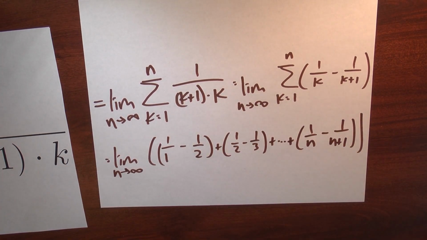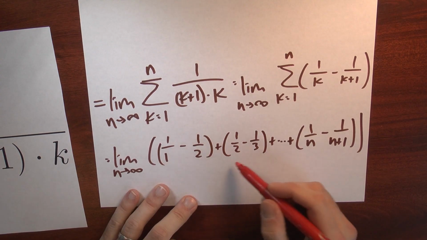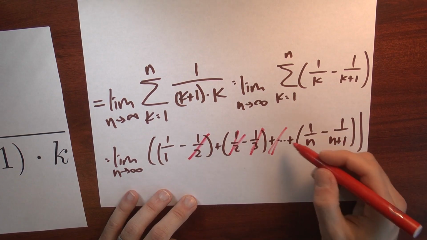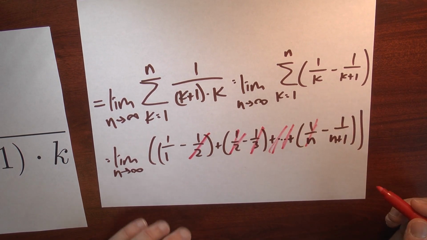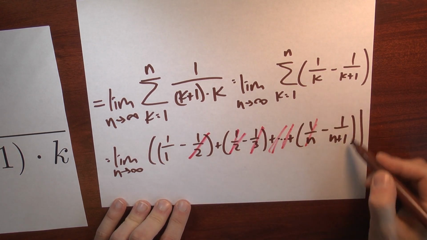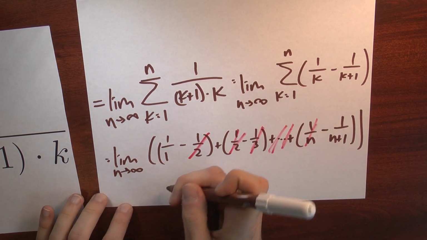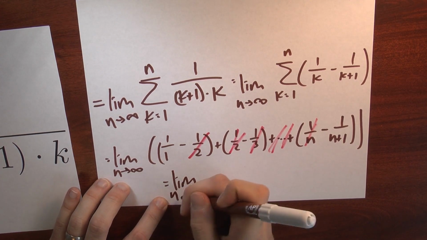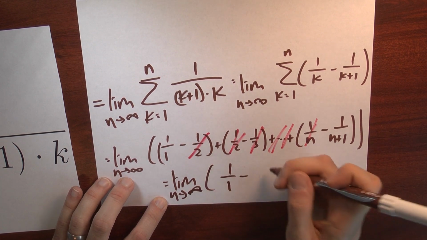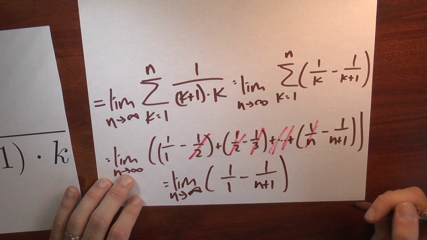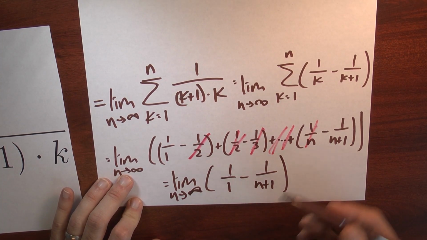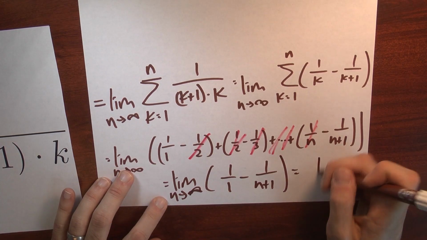But practically all of these terms die. This minus 1/2 is killed by this 1/2. This minus 1/3 is killed by something. Every single term here, there's a term in here which kills this 1 over n. The only thing that's left is this initial 1 over 1 and this final minus 1 over n plus 1. So this limit is just the limit as n goes to infinity of 1 over 1 minus 1 over n plus 1. But what is that limit? Well, this is 1 minus 1 over an enormous number, right? So this limit is just 1.